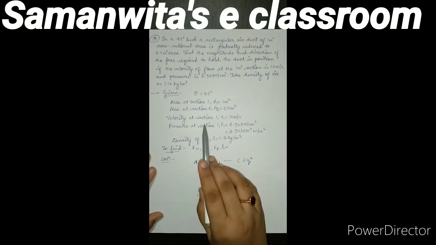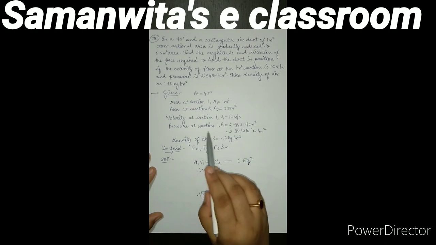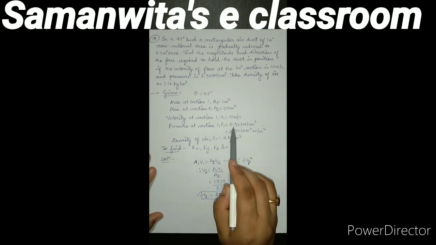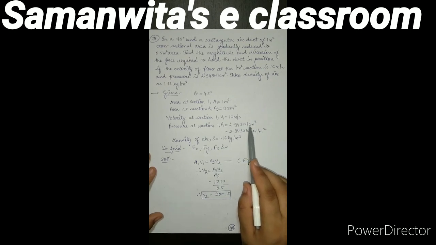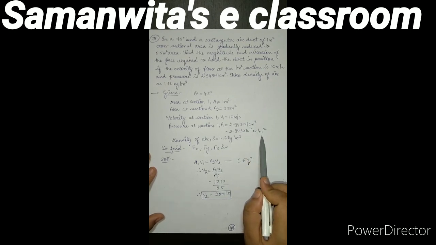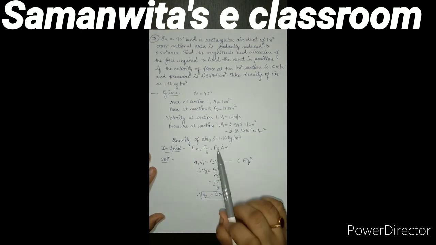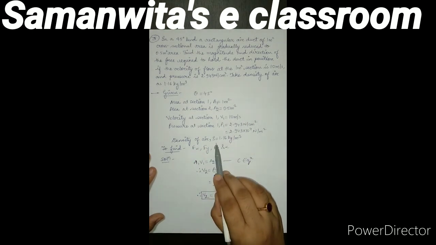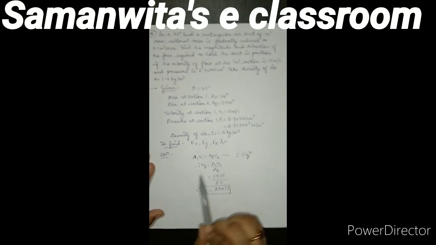So the velocity at section 1, V1, is given as 10 meters per second. Pressure at section 1, P1, is given as 2.943 Newton per centimeter square. I have converted Newton per centimeter square into Newton per meter square. Take the density of air as 1.16 kg per meter cube. So the density of air rho is 1.16 kg per meter cube. I have to find Fx, Fy, Fr and alpha.